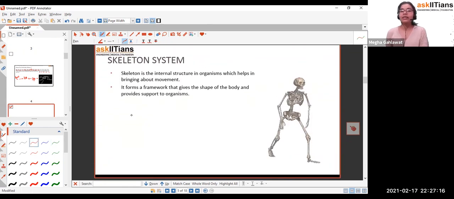What exactly is a skeletal system? What is the function of the skeletal system? It is the internal structure in organisms like human beings. Okay, there are external skeletal systems as well.